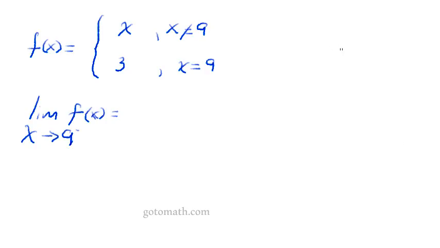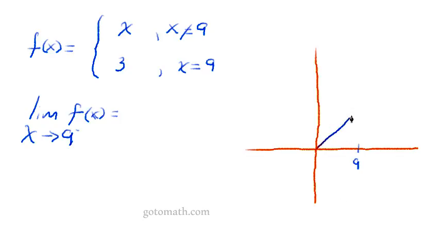Let me sketch out this graph to get a good idea of what it looks like. First, let's graph the function f of x is equal to x. And actually, first I'm going to label where 9 is right there on the x-axis. So we've got a line going at about a 45-degree angle, with a slope of 1, and a missing point right here at 9 because we cannot use 9 in the domain. And it goes on forever in that direction.